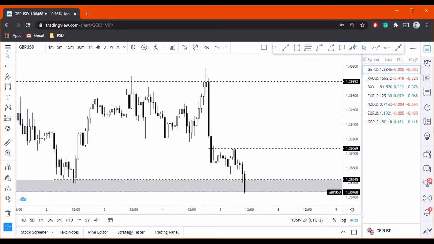And then price started consolidating. This was Asian session. Price was ranging, and then this range was telling us that London session is going to trend. The opening of London session is going to trend. That's this candle that we're having. This is the trend.